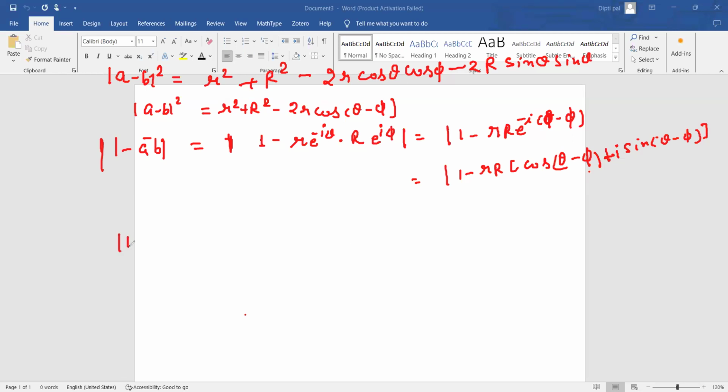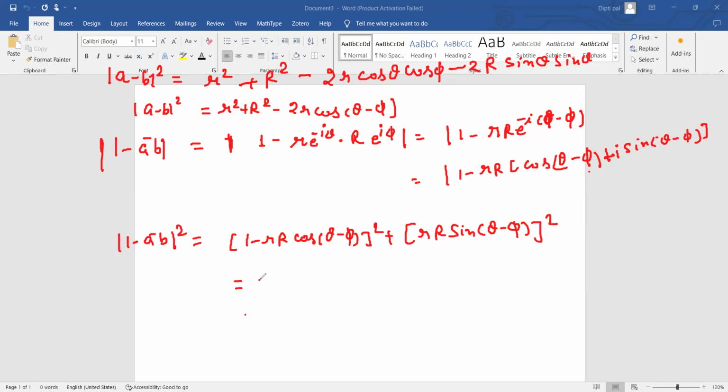its modulus, modulus of 1 minus a bar b whole square, will be 1 minus r capital R cos (theta minus phi) whole square plus r capital R sin (theta minus phi) whole square. We get 1 plus r square capital R square minus 2 r capital R cos (theta minus phi).